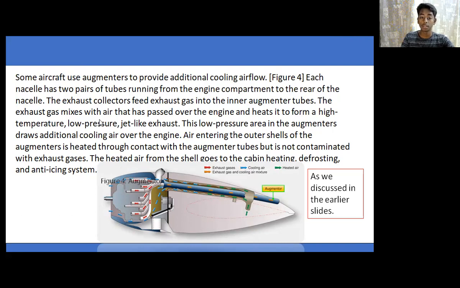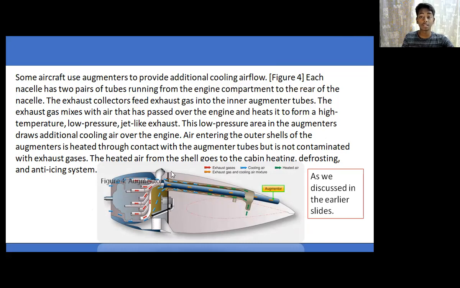The exhaust gas mixes with air that has passed over the engine to form a high temperature, low pressure, jet-like exhaust. This low pressure area in the augmenters draws additional cooling air over the engine. Air entering the outer shells of the augmenters is heated through contact with the augmenter tubes, but is not contaminated with exhaust gases. The heated air from the shell goes to cabin heating, defrosting, and anti-icing.